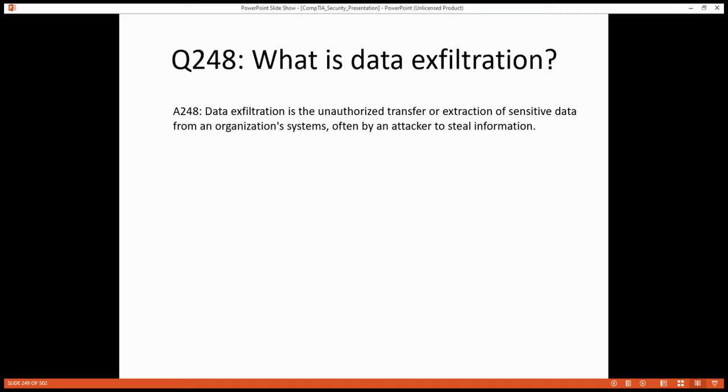Q248. What is data exfiltration? A 248. Data exfiltration is the unauthorized transfer or extraction of sensitive data from an organization's systems, often by an attacker to steal information.